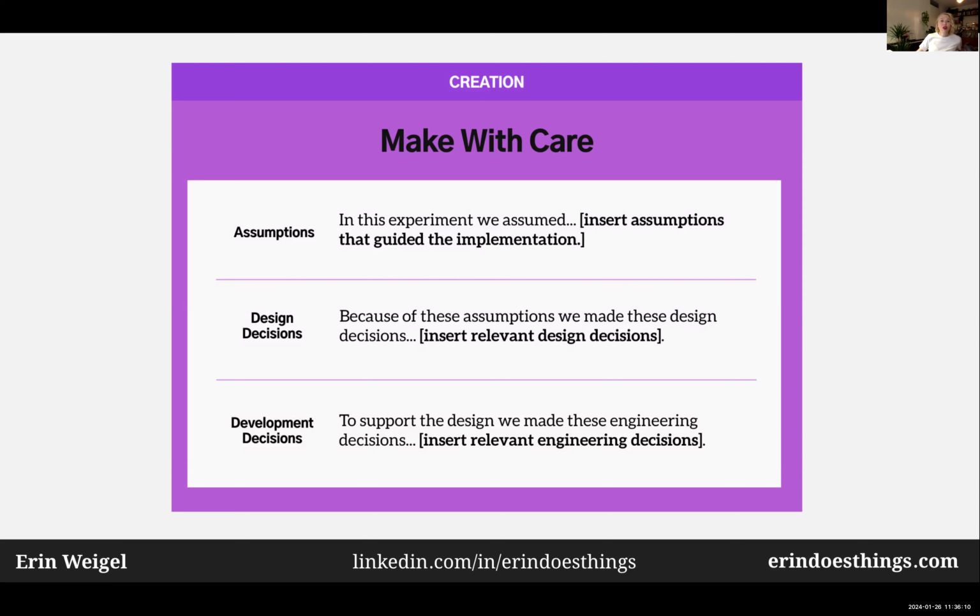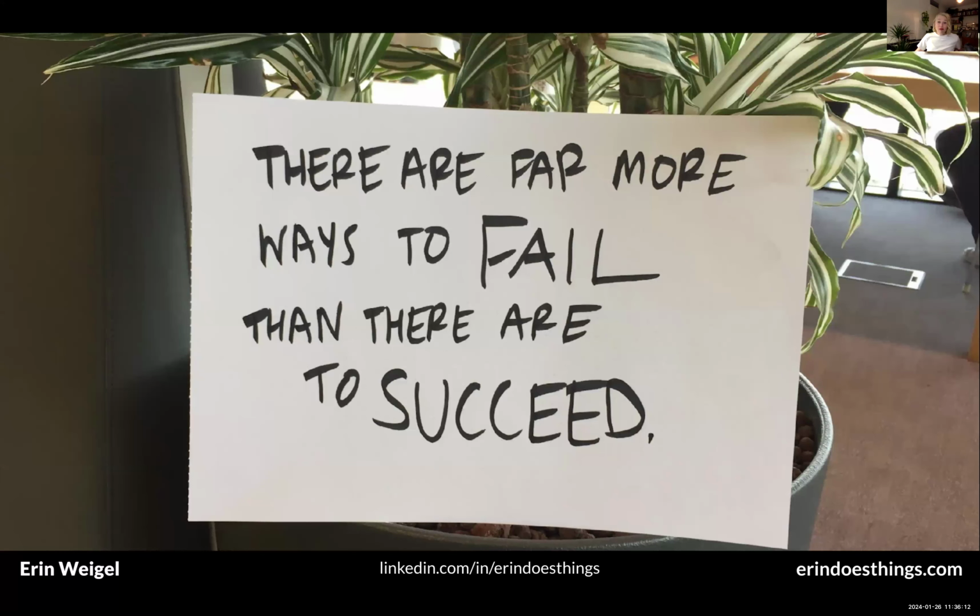All right. So the reason why I'm saying to document all of these things is because I have found in my years of experimenting that there are actually far more ways to fail at experimentation than there are to succeed.